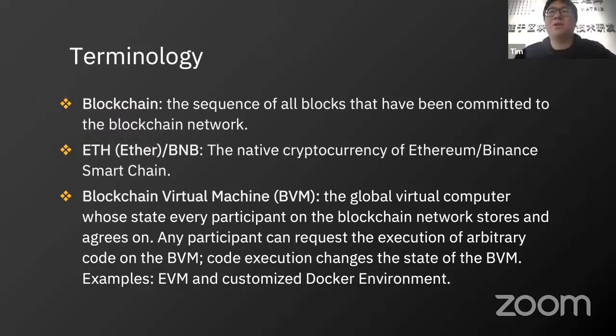They are just the native cryptocurrencies of Ethereum and Binance Smart Chain, and we will use them later in the practice. Blockchain virtual machine: it's basically the global virtual computer whose state every participant on this blockchain network stores and agrees on. Any participant can request the execution of code on the BVM, and the code execution changes its state. For example, EVM for Ethereum and BSC, and also a customized Docker environment for Hyperledger.